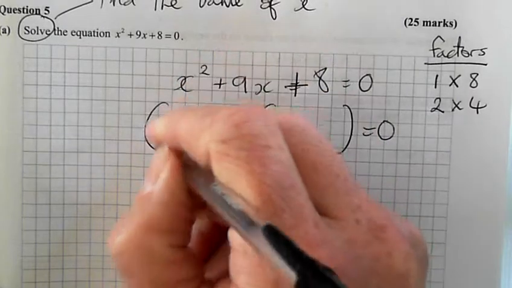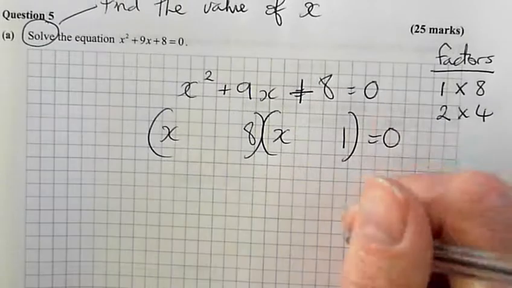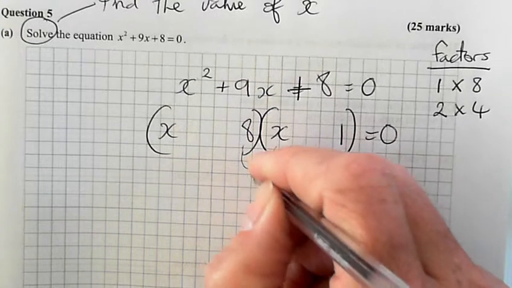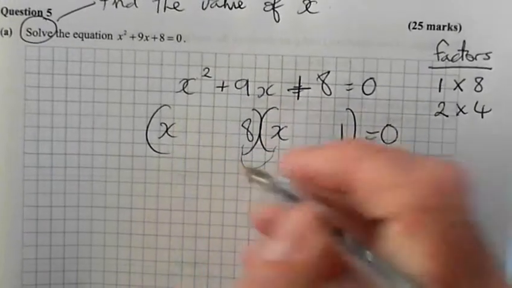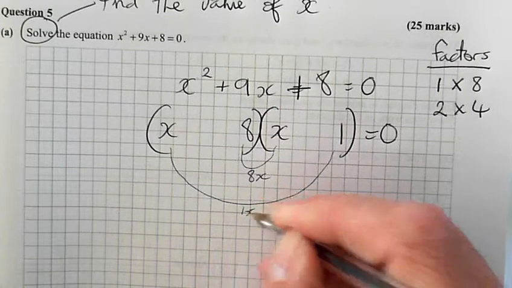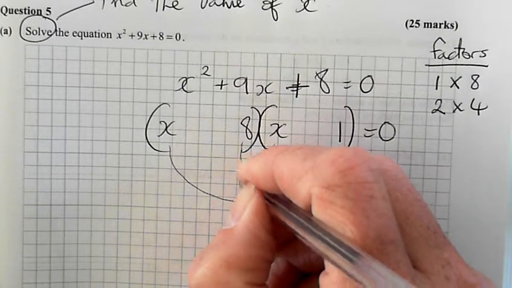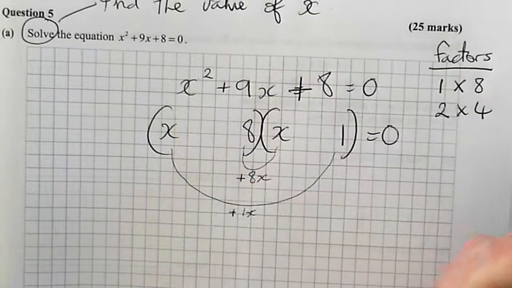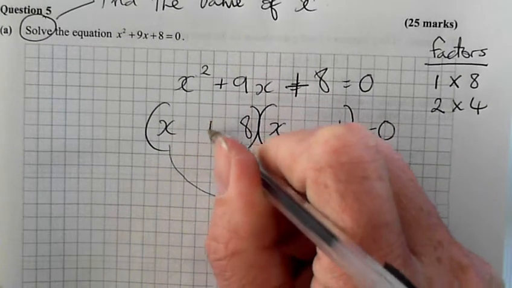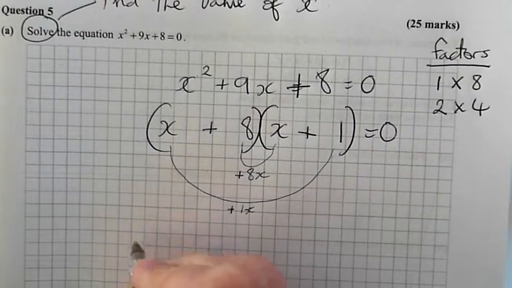So we'll try x and x, 8 and 1. And the test is, you multiply 8 times x, 8x. And you multiply 1 times x, 1x. And how do they add or subtract to give you a 9? So it's a plus 8 and a plus 1, isn't it? Yeah. So x equals minus 8, x equals minus 1.